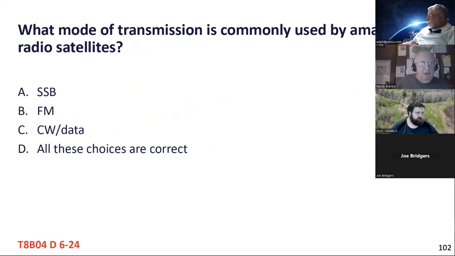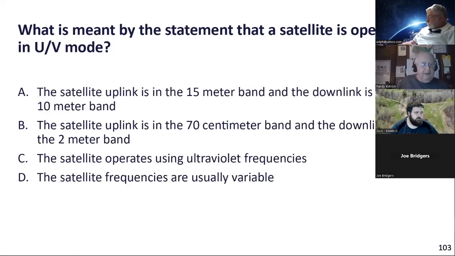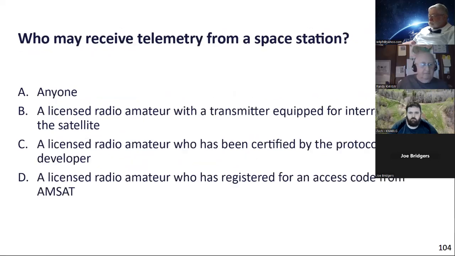What is the mode of transmission commonly used by amateur radio satellites? Sideband, FM, CW, data, and that is D. All these choices are correct. What is meant by the statement that a satellite is operating in UV mode? And that would be B. Uplink is in the 70 centimeter band, and the downlink is in the 2 meter band. Who may receive telemetry from a space station? Again, that's A. Anyone.